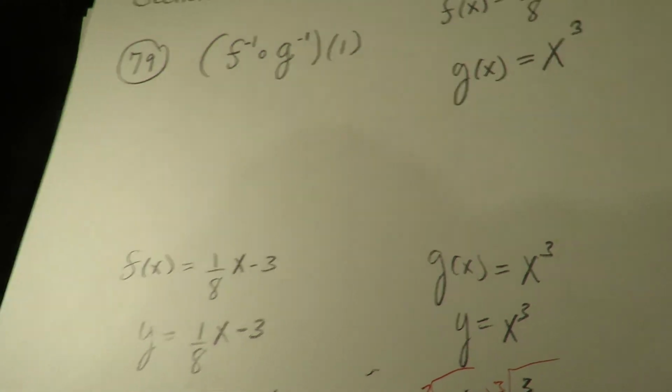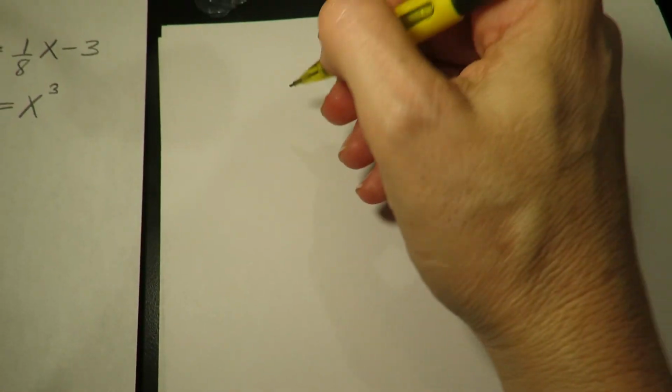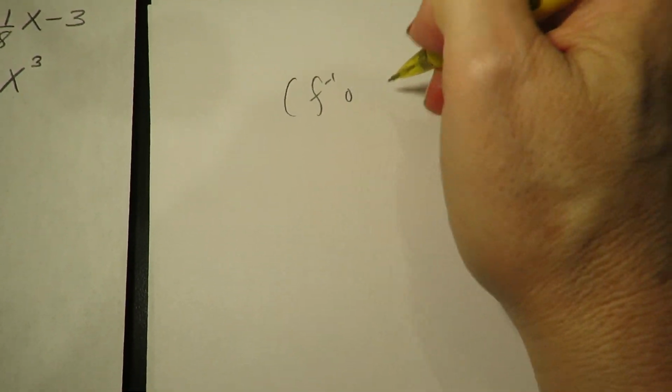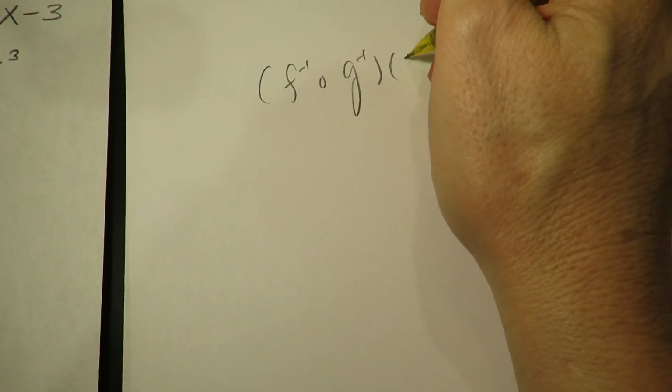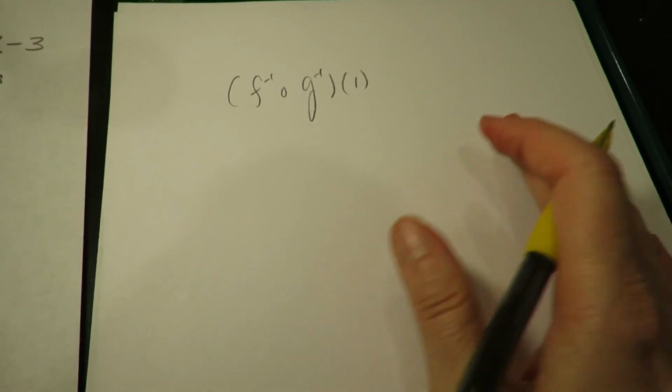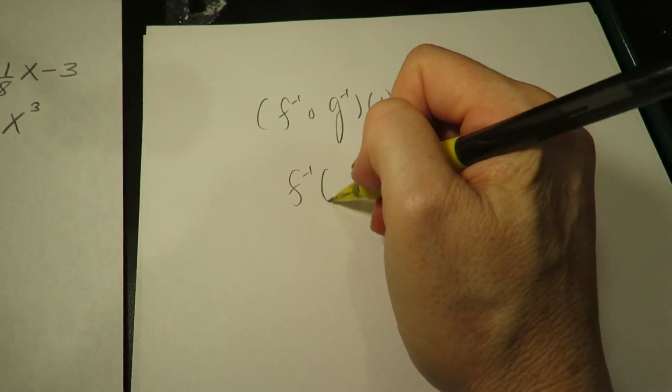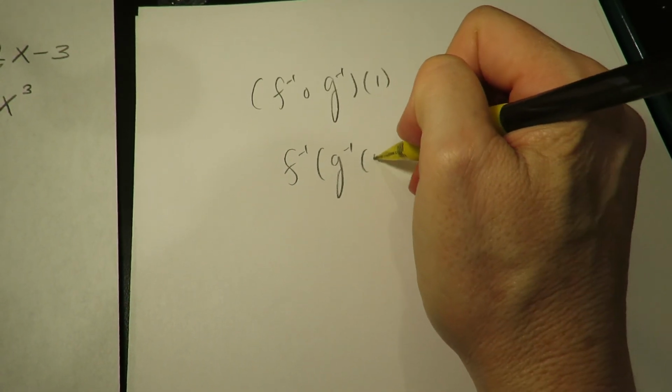Let me just pass it onto another sheet because I don't want to squeeze it too much. I'm going to fix the focus if it goes out on me. Okay, so f inverse composite g inverse of 1. Written out in this notation, it looks like this.